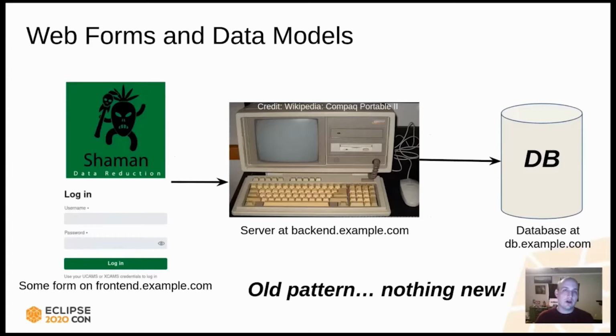So when we're talking about web forms and data models in this project, here's a cartoon of what that looks like. This is an old pattern, it's nothing new. There's some form, which is to say some website that takes data entry at frontend.example.com. So whatever that web form is, it's at example.com, and the user puts in some input and hits go. There's a server sitting at backend.example.com, and then there's a database where this goes.